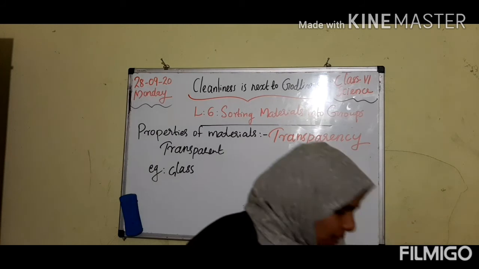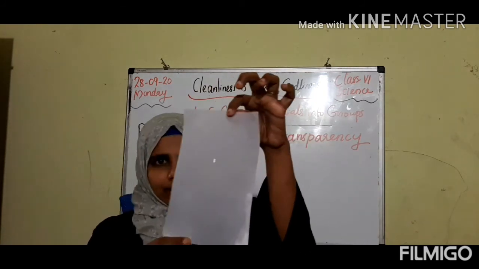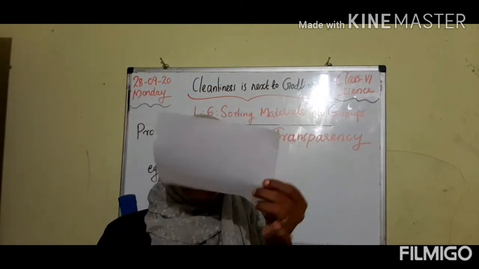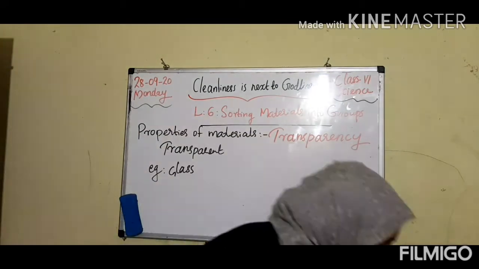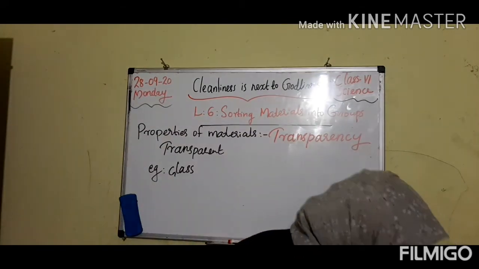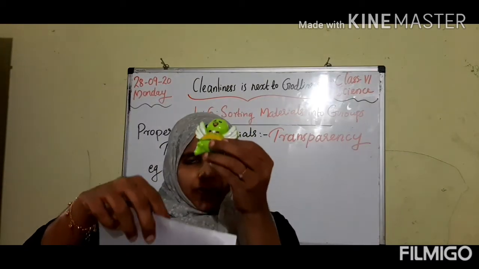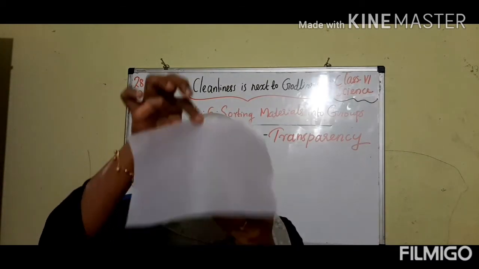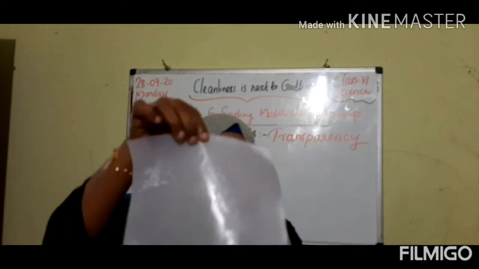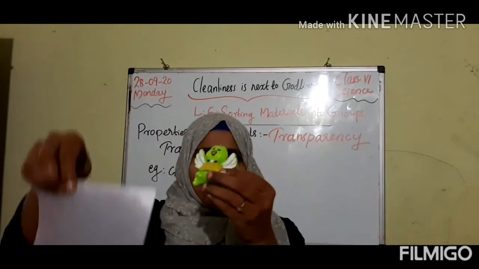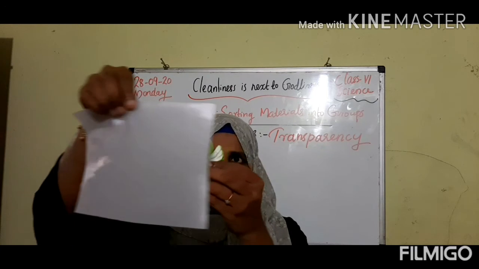Next, I am going to show another experiment. I have a patch of oil paper. Clear? You can take tissue paper or butter paper, anything else. And the same object I am going to show, the same toy. And I have one material, that is a patch of paper. And I am going to cover this object with this material.